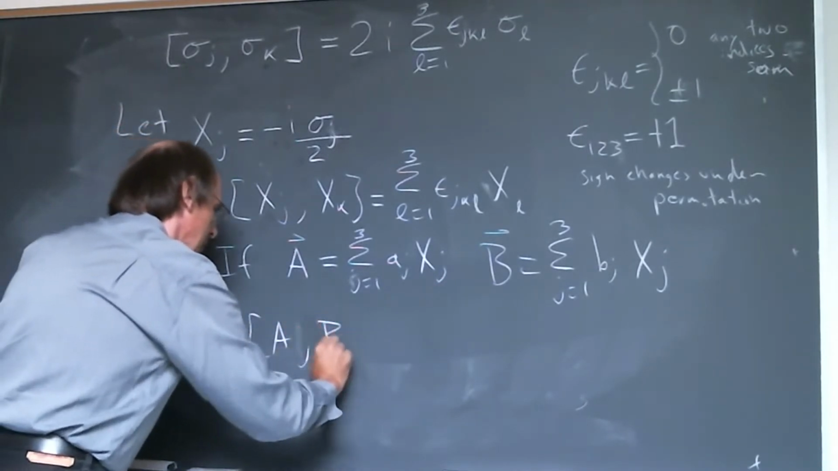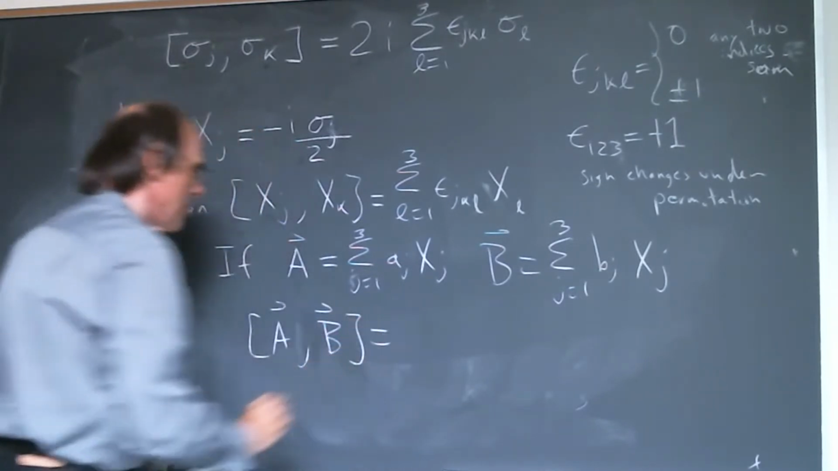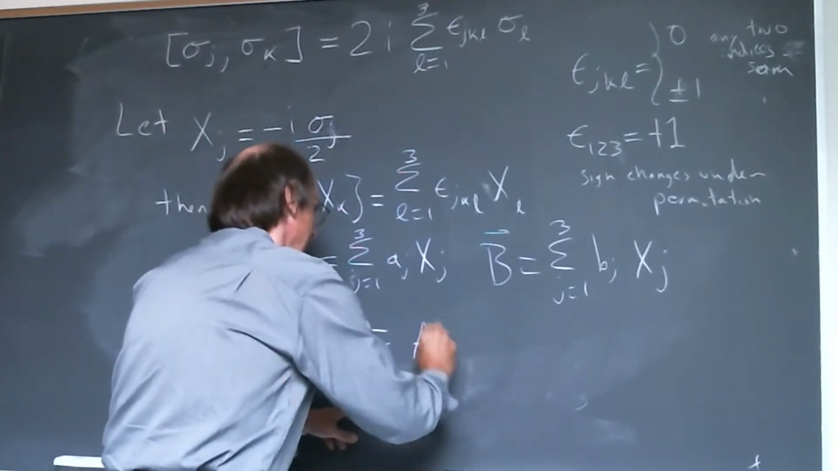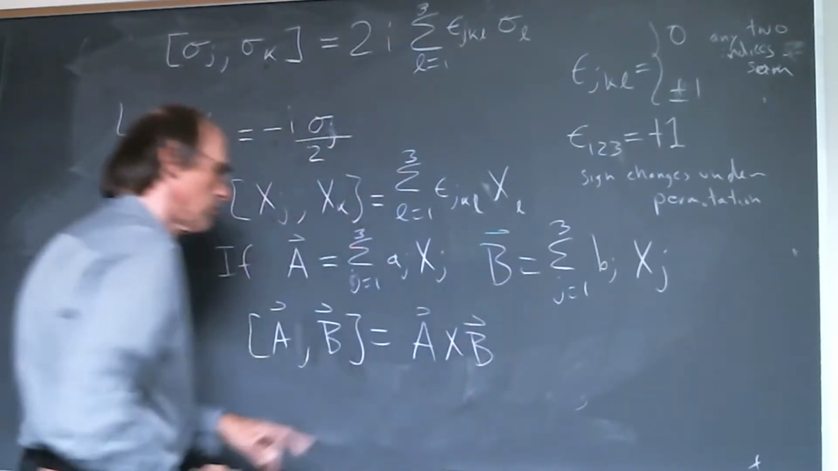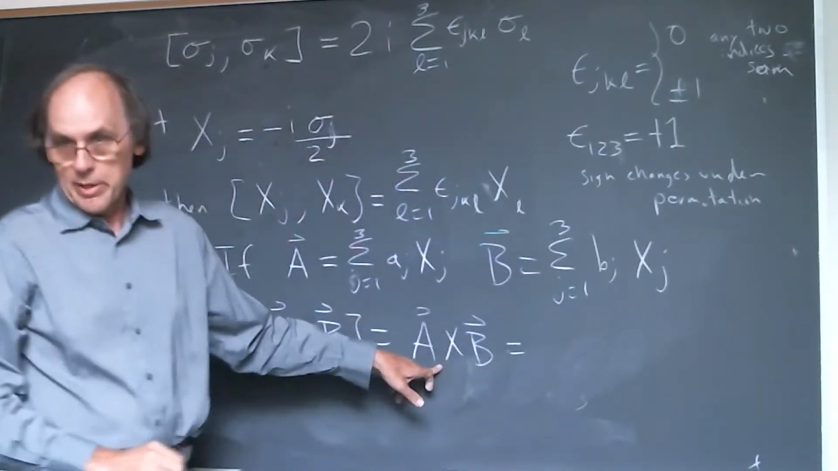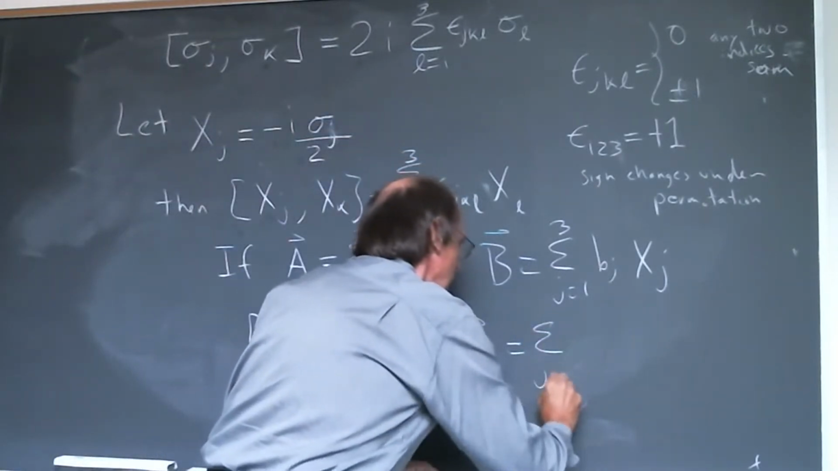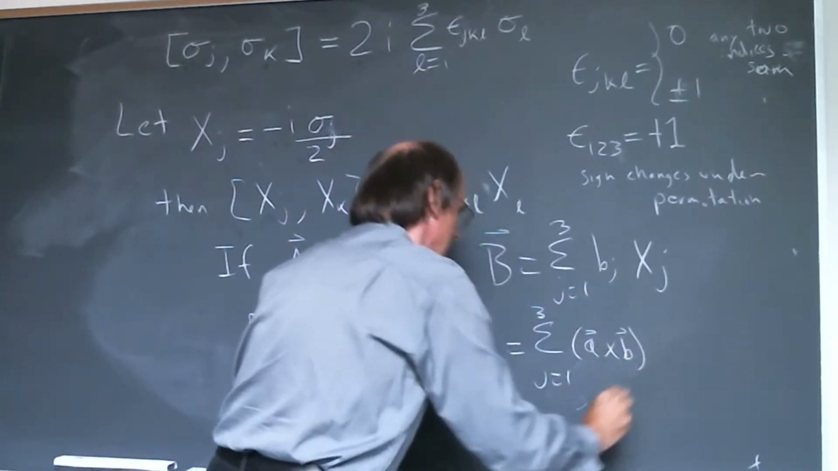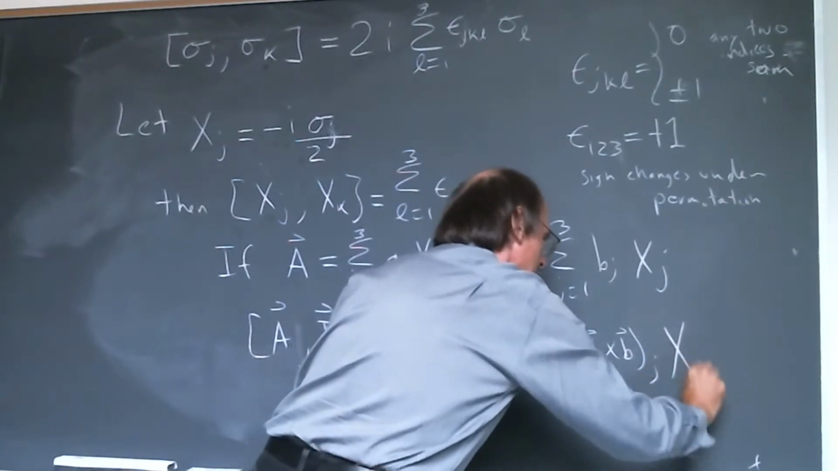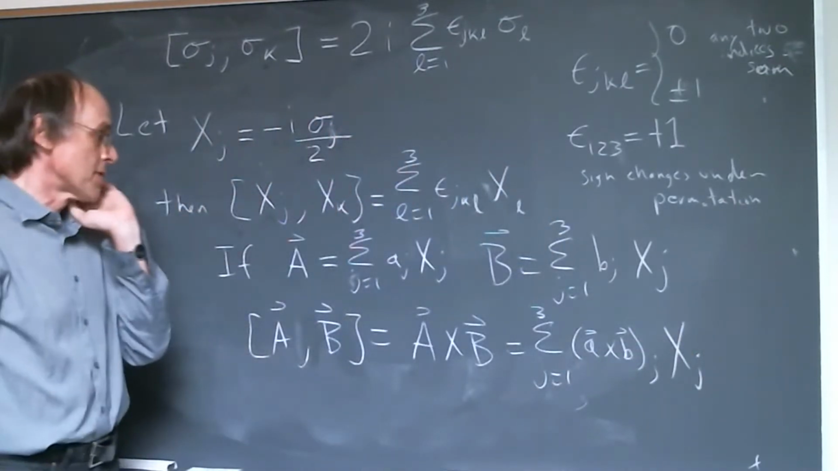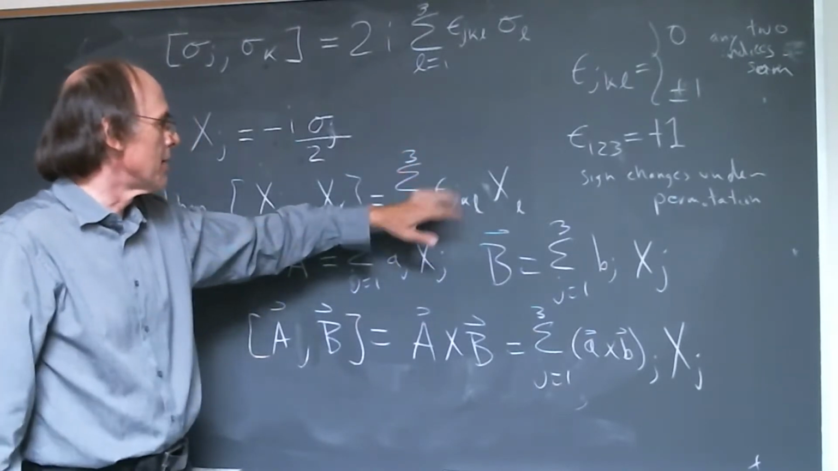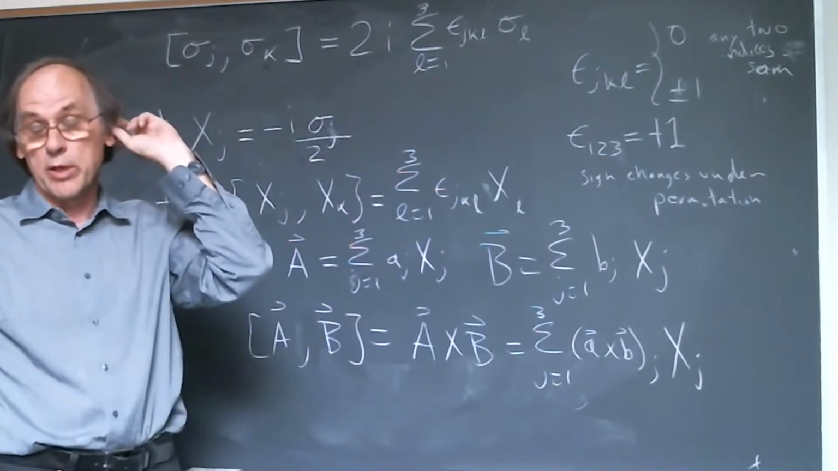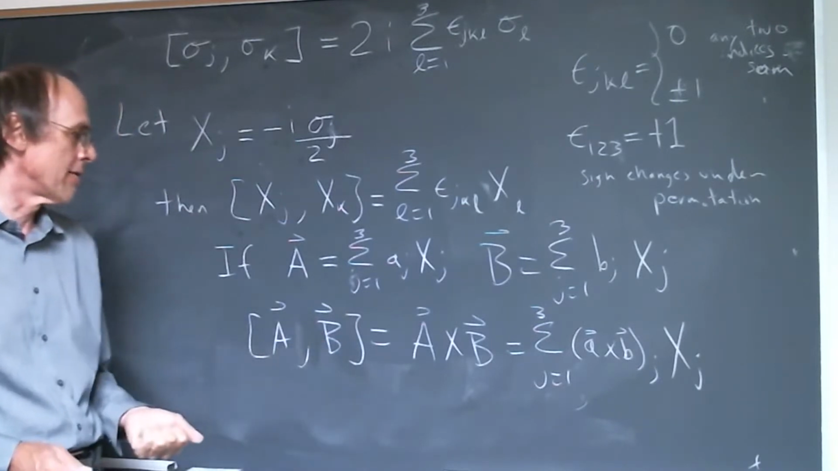is A vector, B vector is equal to something which I'll call A vector cross B vector. What this really means is the sum j equal 1 to 3 of the jth component of A vector cross B vector, multiplied by xj. Okay. So this epsilon symbol is a fine thing to do computations with. And if you saw it before, one place you might have seen it was in the definition of the vector cross product.